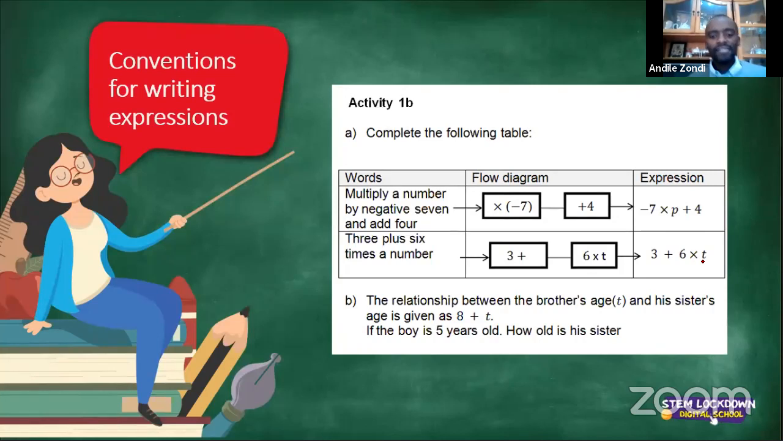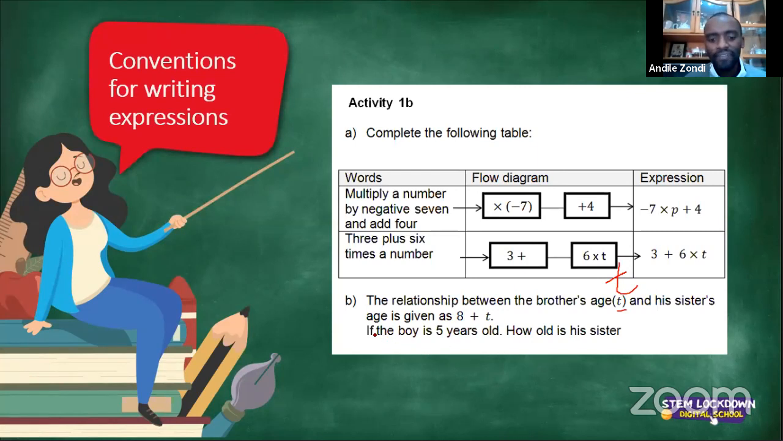Now let's look at B. They say the relationship between the brother's age, which is T, and his sister's age is given by 8 plus T. So the sister's age can be calculated using 8 plus T. Remember, this is revision from last term, so all of you should know this.